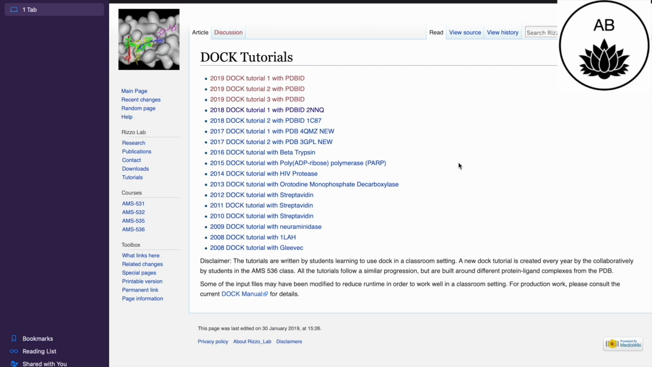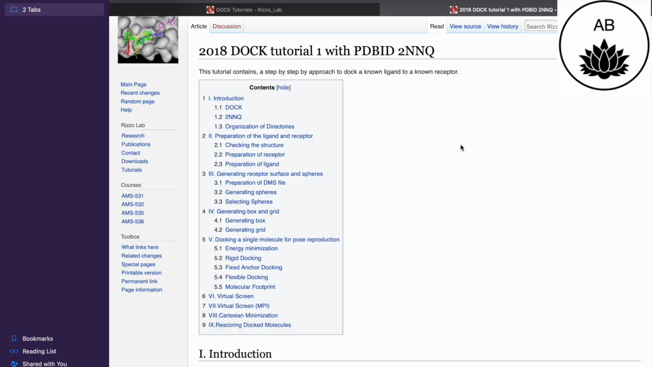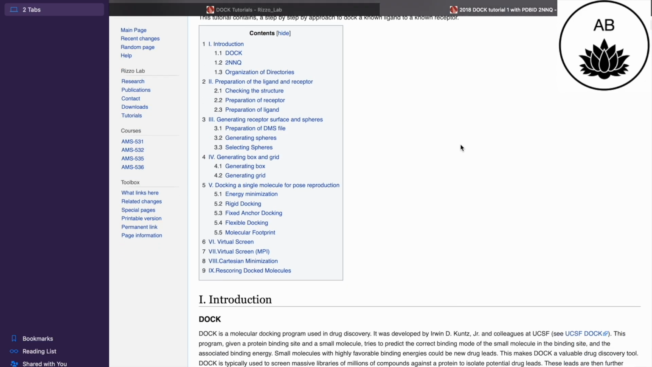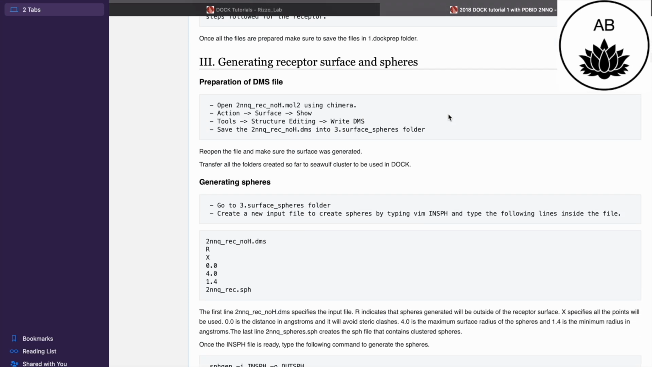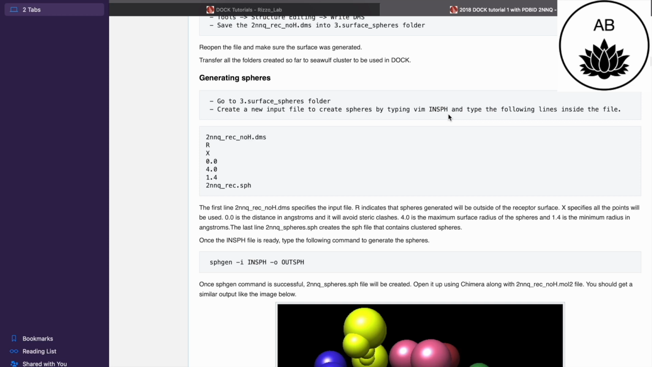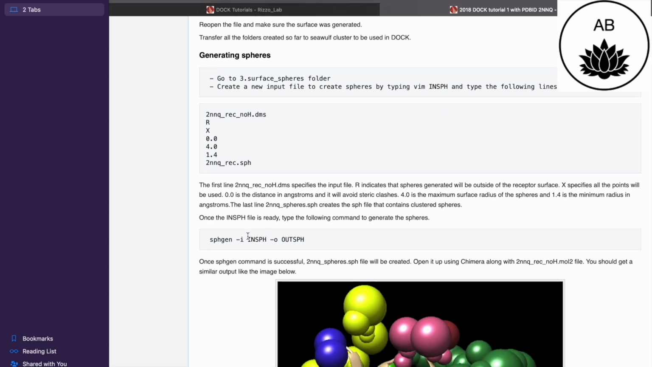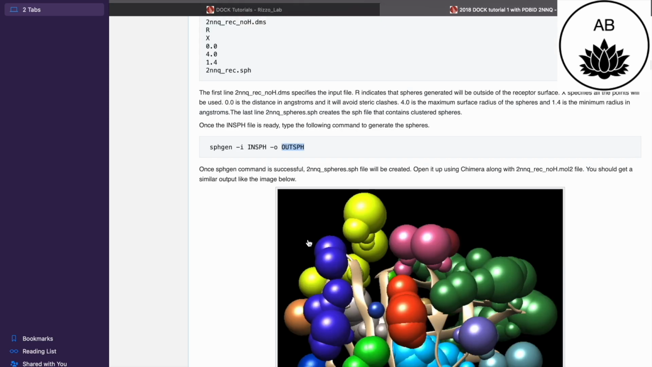Okay, so this is the page I was talking about, and it seems some of these links are inactive. If I go to the 2018 DOCK tutorial, it deals with the PDB file 2NNQ, which is why the work I did was on 2NNQ. And here are the steps of going about the docking. For example, in generating spheres, you see the input is INSPH and the output is OUTSPH. And obviously, for the next round of running, you would need this particular file and not anything else.